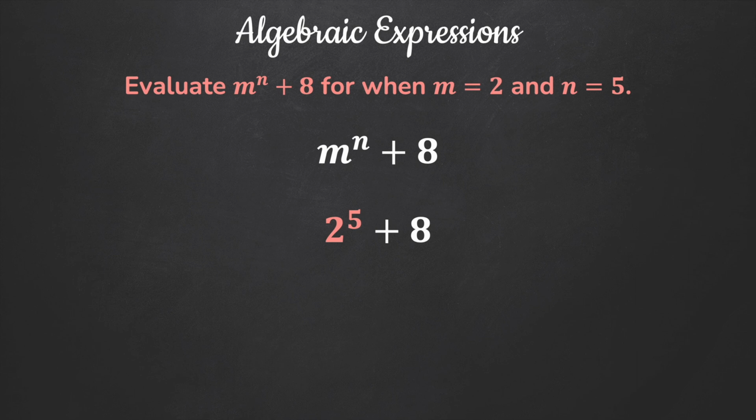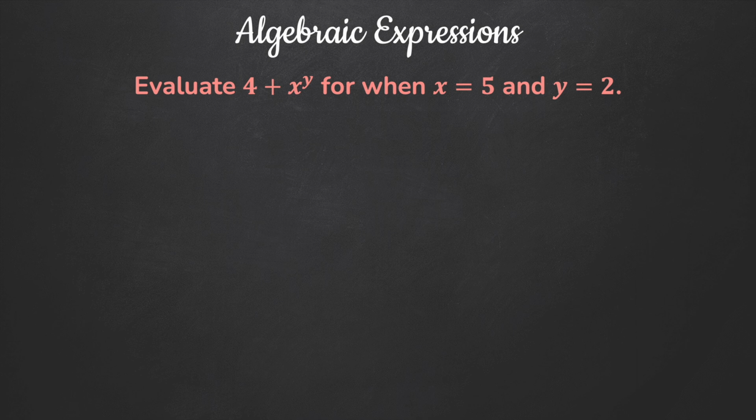Here we have an exponent and addition. So according to order of operations, we're going to evaluate the exponent first. So 2 to the power of 5 is 2 times 2 times 2 times 2 times 2, which is equal to 32, and then 32 plus 8 is equal to 40.